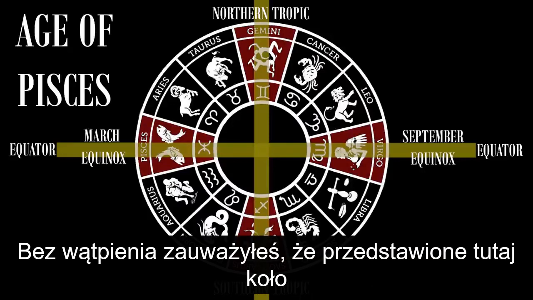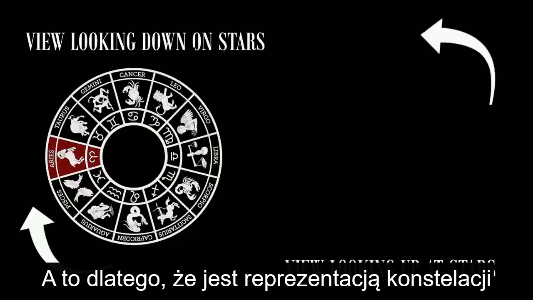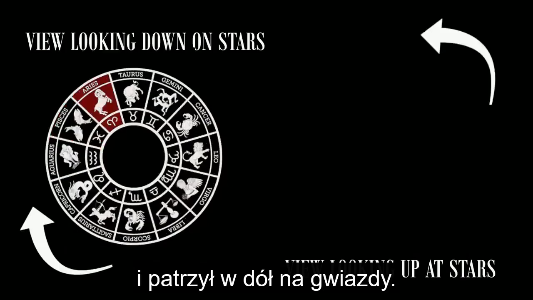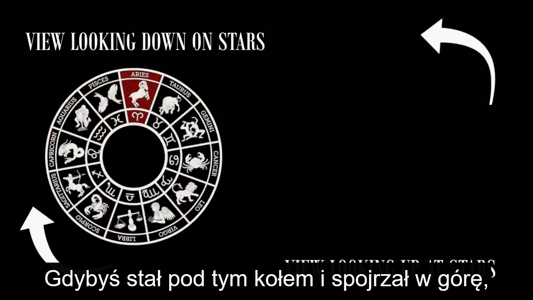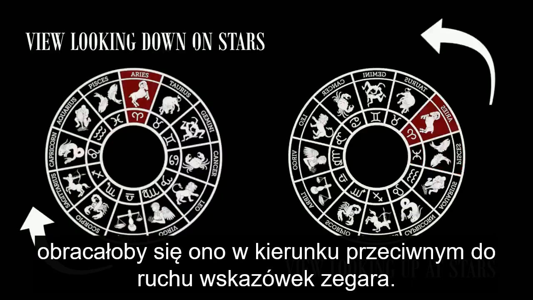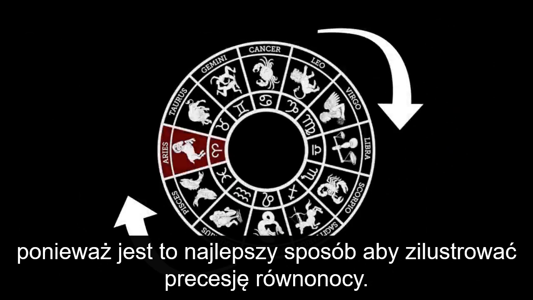You'll no doubt have noticed that the wheel represented here turns clockwise, and that's because it's a representation of the constellations, as if your view was outside of the firmament and looking down on the stars. If you were standing underneath this wheel and looking up, it would rotate anti-clockwise. I am using the clockwise representation because it is the best way to illustrate the precession of the equinox.